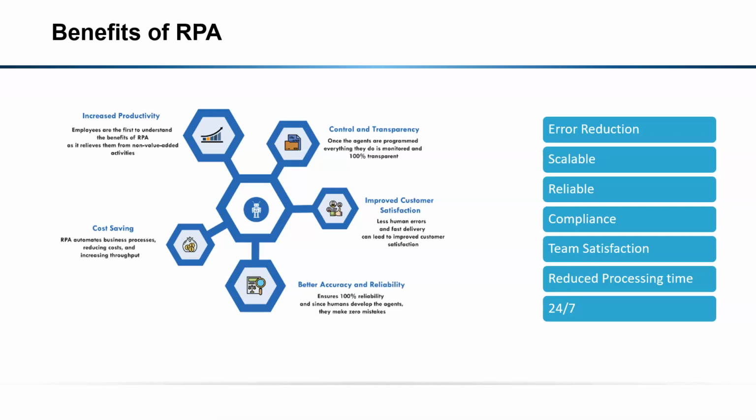And then they are reliable, because humans have emotions and get impacted by many factors. The bots can be more reliable and trackable, and that way compliance can be applied, to check whether the regulations and the rules are being followed. And team satisfaction can be improved too, because you are taking this boring task from humans and asking them to do more creative work. So the team can do better at what they are good at doing, and reduce processing times. And the other best part, these bots can work 24 by 7.